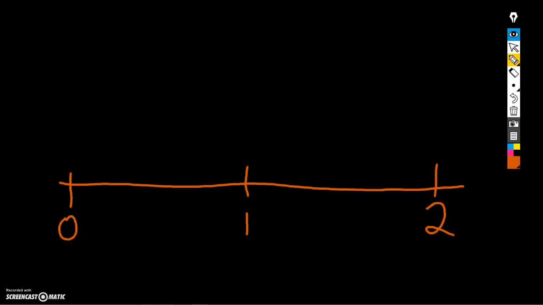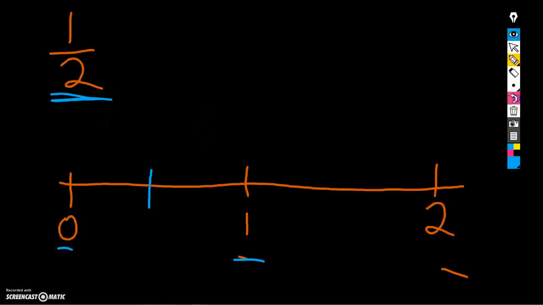Because let's say we have the number 1/2. Okay? Our numerator is 1, our denominator is 2. And we need to put that on this number line somewhere. We have 0, 1, and 2. So let's take a look. What happens if we divide the space between 0 and 1 into 2 equal parts, like we would if it were a rectangle or something like that? So we go like that, and we have 1 equal part and 2 equal parts.